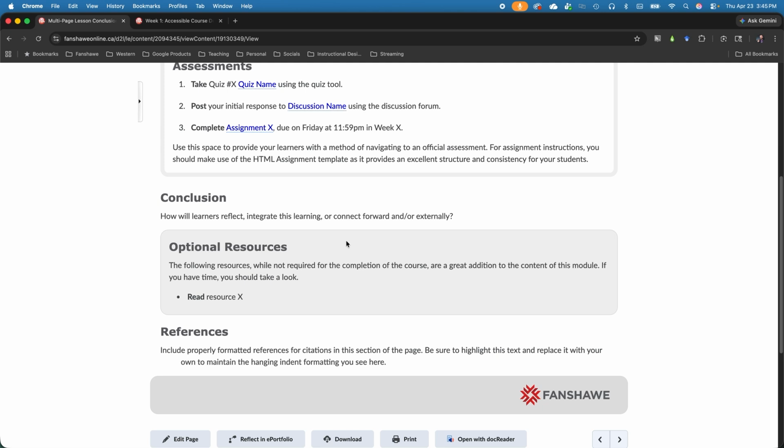If you'd like to learn more about the structure of these pages and the intention behind their design, be sure to check out the quick reference guide titled Lesson Plans, located in the Resources and Guides page.